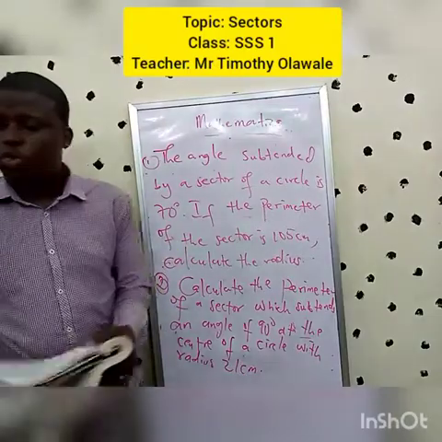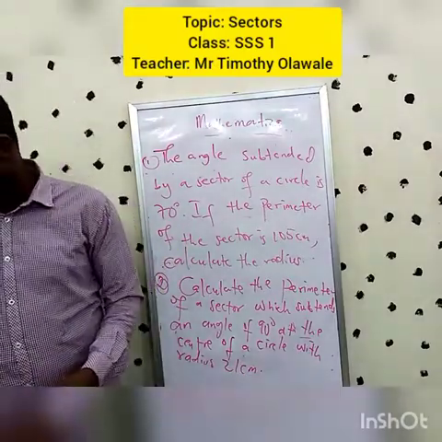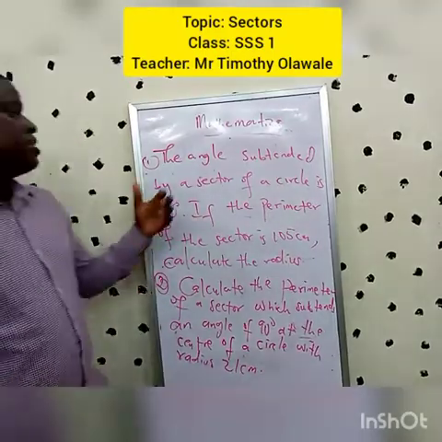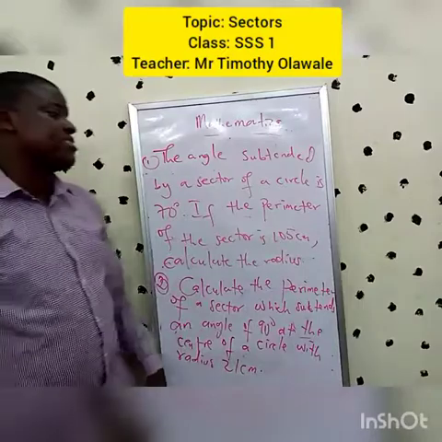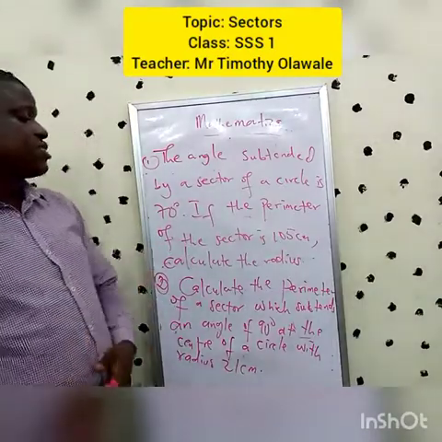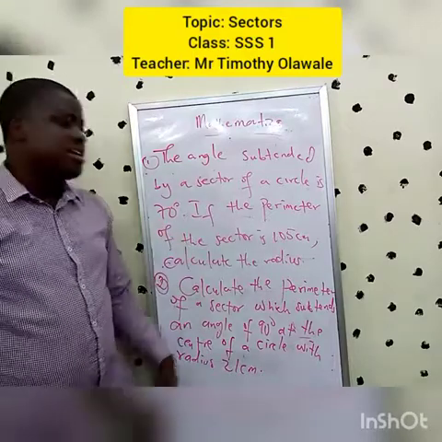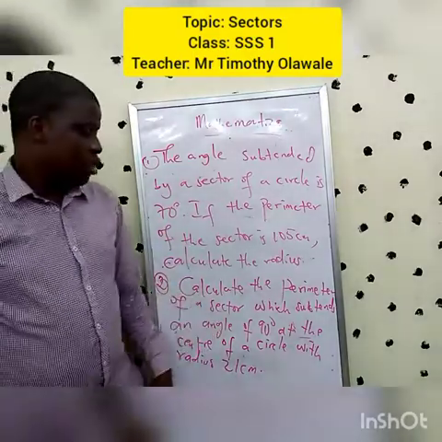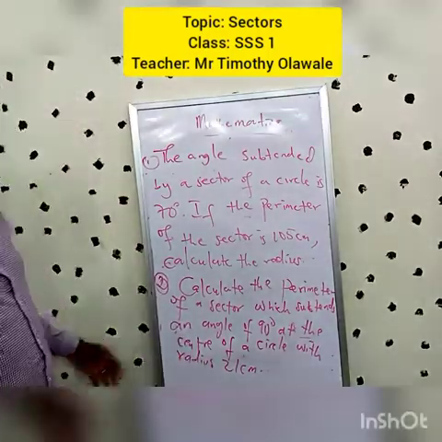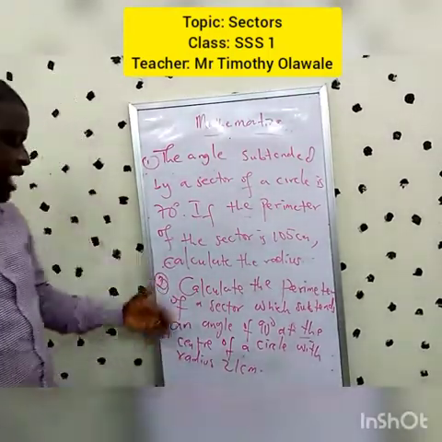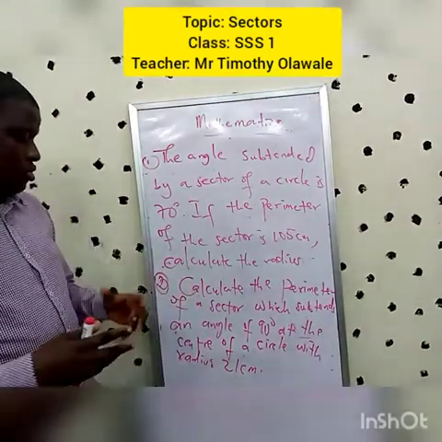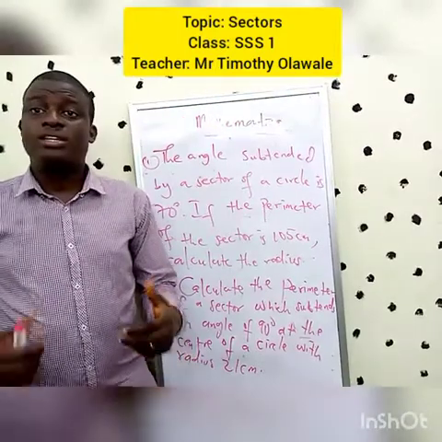So those are 2 questions that we are going to be solving. Please pay attention to that on the perimeter. The first one is the angle subtended by a sector of a circle is 70 degrees. If the perimeter of the sector is 105 centimeters, calculate the radius of the circle. The next one says calculate the perimeter of a sector which subtends an angle of 90 degrees at the center of a circle with radius 21 centimeters.